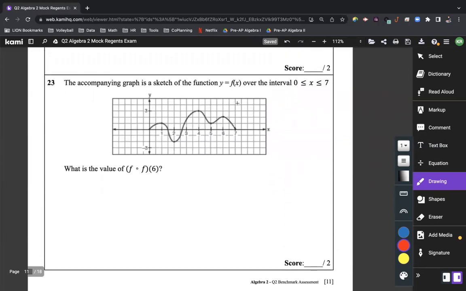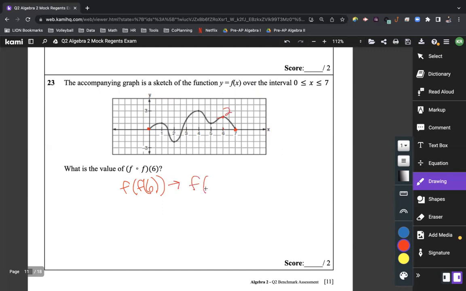The accompanying graph is a sketch over the interval 0 to 7, starts at 0, ends at 7. What is the value of f of f of 6? Rewriting this, I did this before in the multiple choice. You have to work inside to out. f of 6 is what? Go to 6 on the x-axis. Where does it touch the line? I would say at 2.